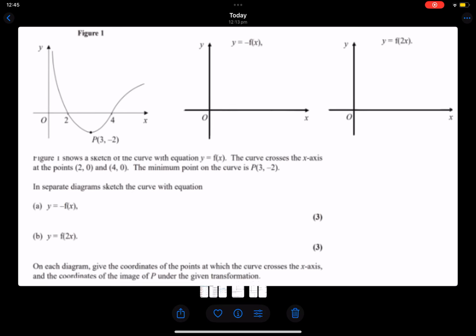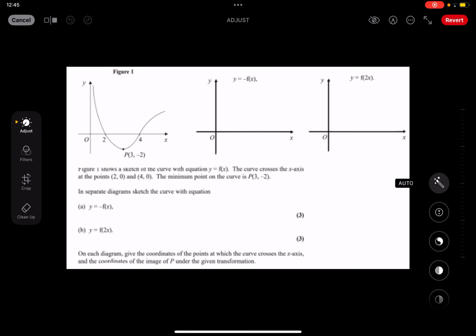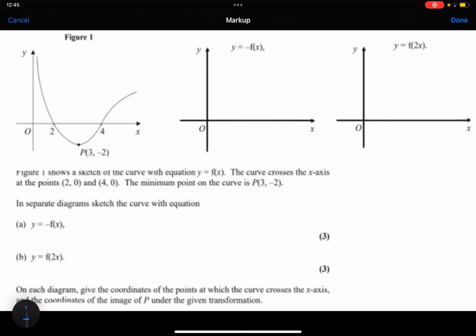Right, let's have a look at 3 examples of exam questions where we're using these graph transformations. So in figure 1, we've been given a function there. It hasn't specified what the function is, and it doesn't really matter. We can see that it's got roots at 2 and 4, and it's got a turning point there at 3, -2. And it's asked me to draw the graph of -f of x.